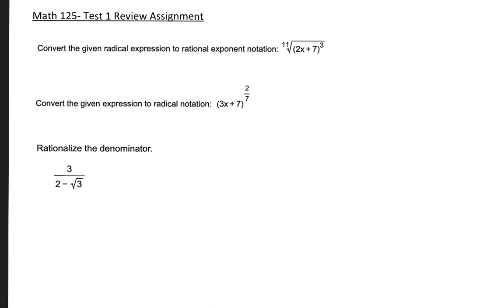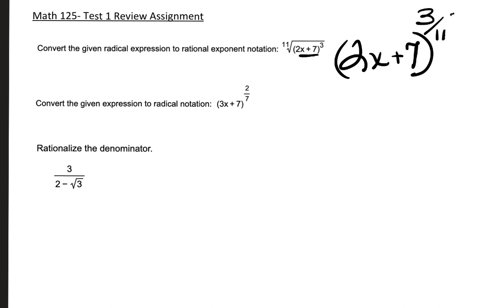First, convert the given radical expression to rational exponent notation. All right, we have 2x plus 7. Converting it to where it's written in terms of something to a power, you've got your 2x plus 7, all in parentheses. You're going to raise the whole thing to the 3/11. Very important that you put it in parentheses. This is all we wanted. We just need to be able to write it back and forth in different forms.